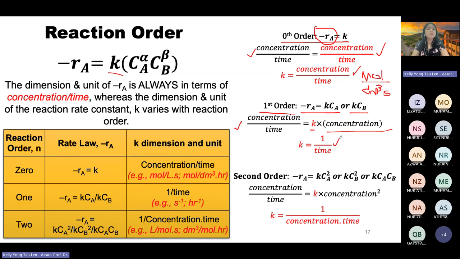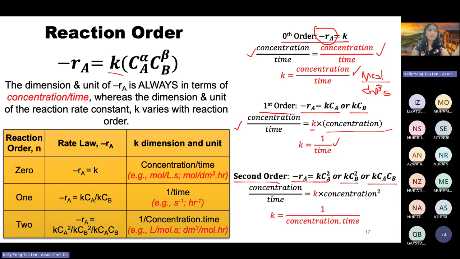Okay. Let us try second order. Okay. I will explain later on. Kenapa kita kena tahu. Just first kita determine first. Kenapa unit dia boleh berbeza. Okay. For second order, dia boleh jadi minus RA equals to KCA power of 2. It can be minus RA equals to KCB power of 2. It can be minus RA equals to KCACB. All three scenarios are still second order. Okay. Overall order dia. Right. Okay. So let us check. What will be the dimension for K?